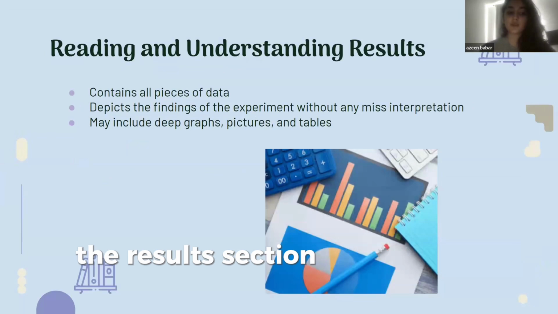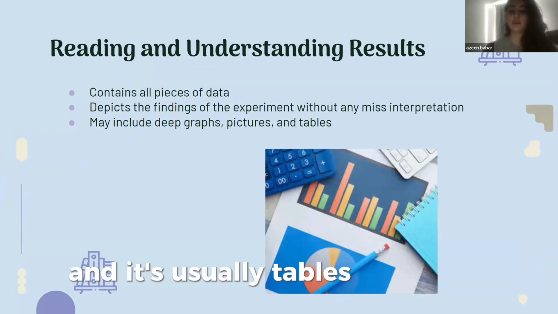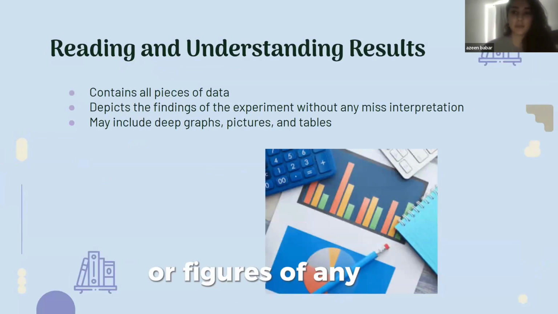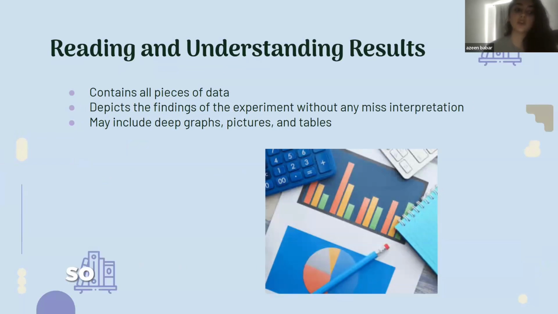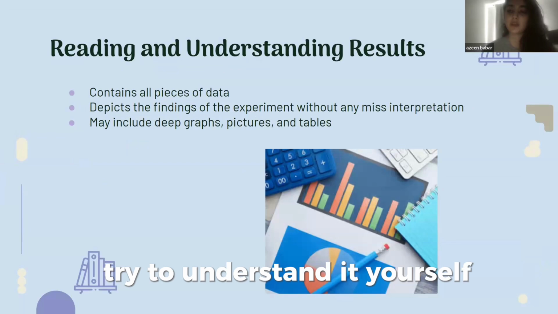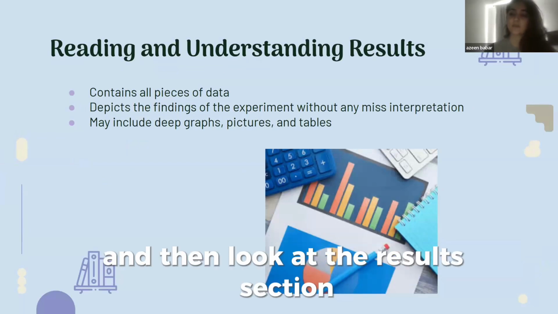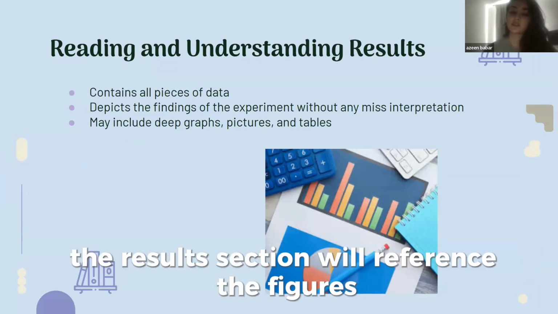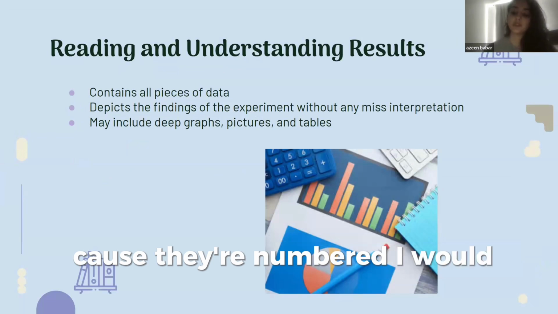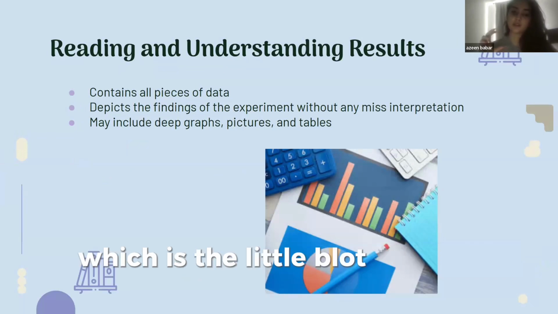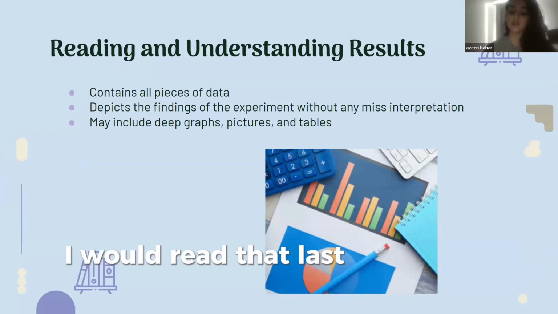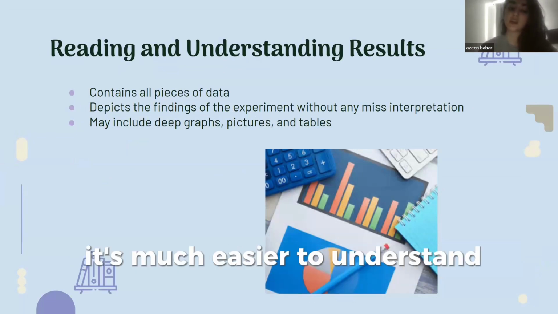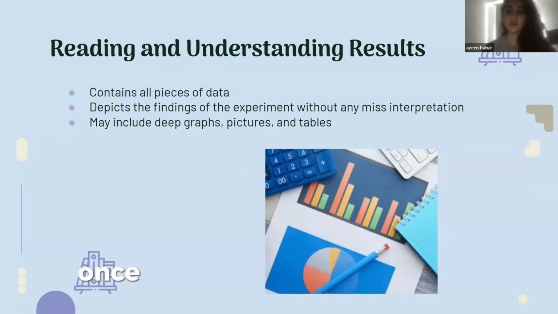The results section provides you with the data, and it's usually tables and graphs or figures of any kind, pictures of cells and things like that, without the interpretation. So I would look at the picture first, try to understand it yourself, and then look at the results section. The results section will reference the figures because they're numbered. I would read the figure captions, which is the little blurb of words underneath the figure, last, after you're done the whole results section. It's much easier to understand figures once you read the results section and then you read the figure caption.